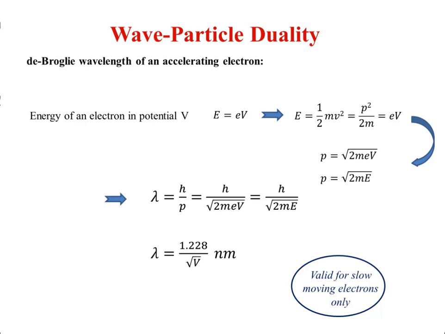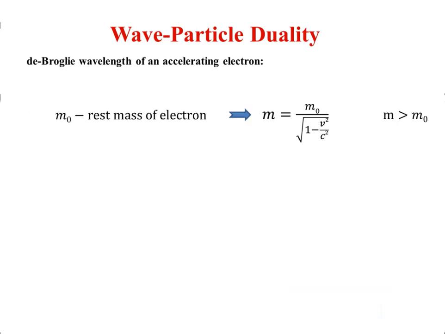And what if the electron is moving relativistically? When a particle of rest mass m0 moves with a velocity v which is comparable with the velocity of light in vacuum, v comparable to c meaning velocity greater than or equal to half of the speed of light, then its mass increases with this formula.